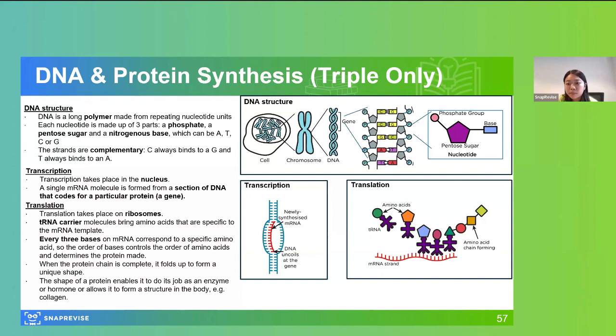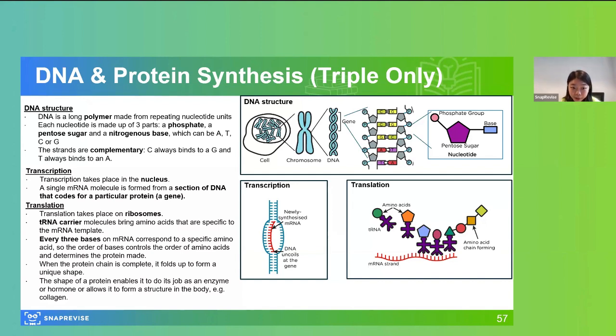This is more on triple. Between the nucleotides, they have phosphodiester bonds. Between the bases, they have hydrogen bonds. Some exam boards need to know that, some don't. Transcription, you need to know it takes place in the nucleus. And the mRNA molecule is formed from a section of DNA that codes for a particular protein, so a gene. And translation takes place in the ribosomes. So transcription is in the nucleus, translation in the ribosomes. So these are the details that you need to know.